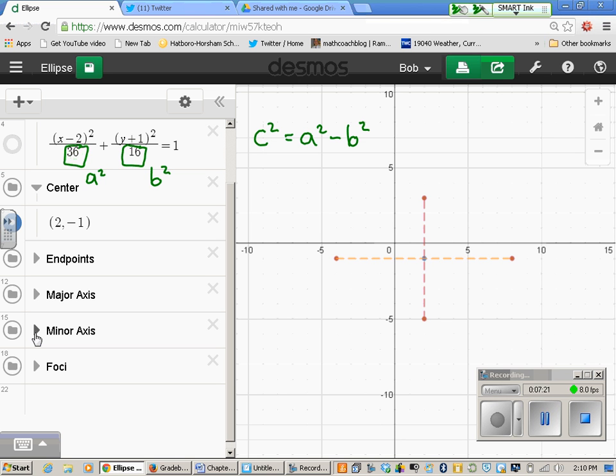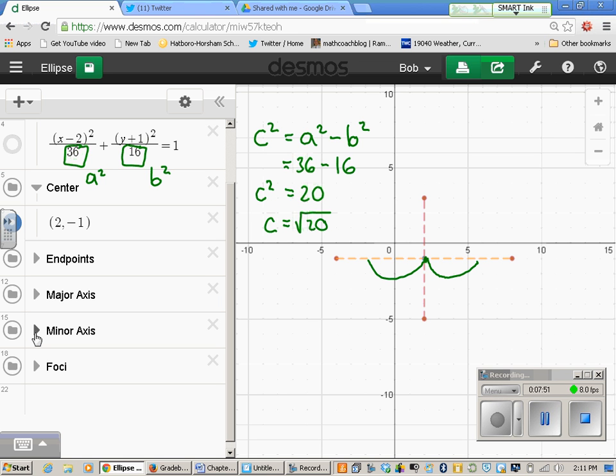And this is one of these things that sounds a little goofy because you've kind of known Pythagorean theorem for a long time. This is just one of those rules you have to remember. C squared will be a squared minus b squared. Okay? And that means that c squared here equals 36 minus 16. That's 20. That's c squared. That means, therefore, that c equals root 20. And what that means is, from the center on the major axis, I need to travel root 20 in each direction. And that will tell me where the foci of this ellipse will be.